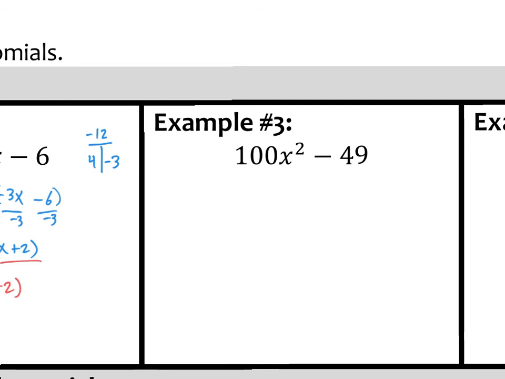Number 3 is a binomial. I see a perfect square, 100x squared minus, and then another one is minus 49, right? So I'm immediately starting to think shortcut, difference of squares. Square root of 100x squared is 10x. Square root of 49 is 7, so I'm going to do 10x plus 7, and then the other is 10x minus 7, difference of squares.